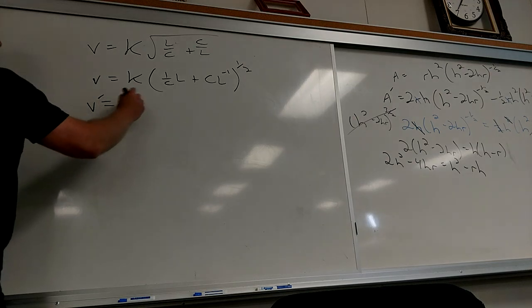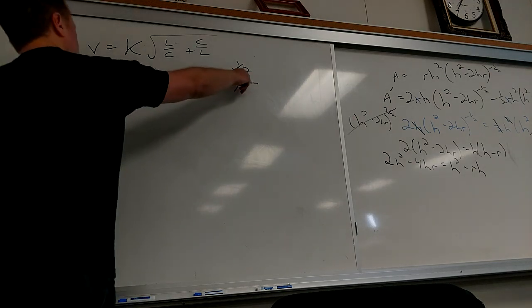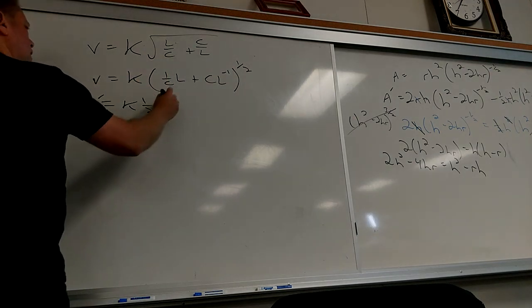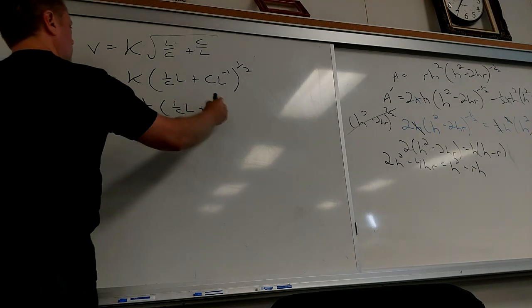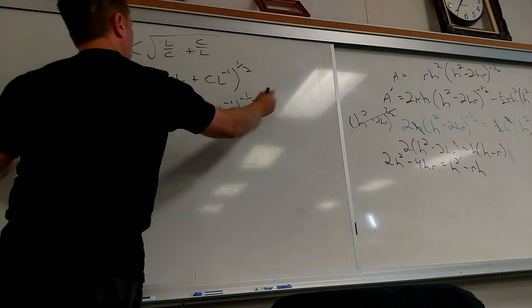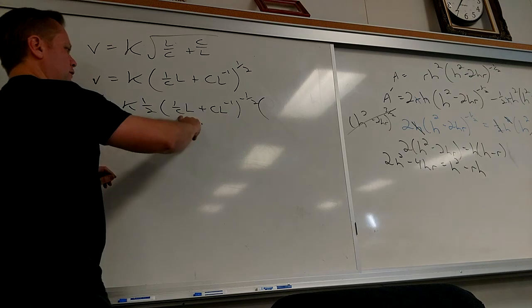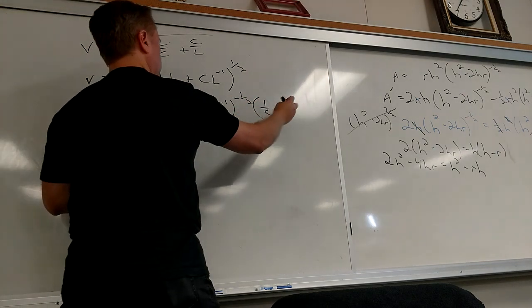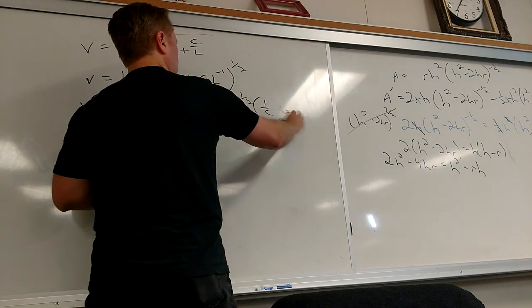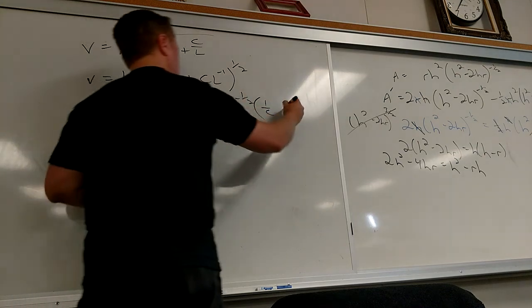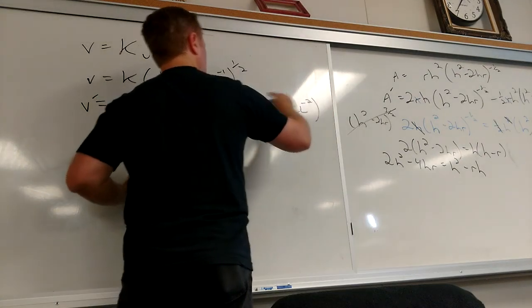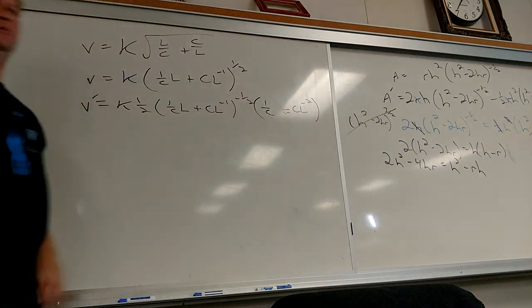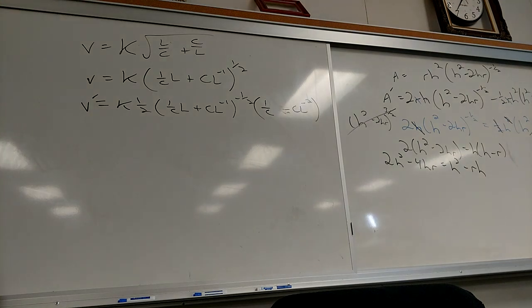Its derivative would be K times 1/2. And then the derivative of the inside, you can see why I wrote it this way. It'll just be 1 over c plus, and in this case it'll be minus, right? That's the derivative of the inside. Set that sucker equal to 0.